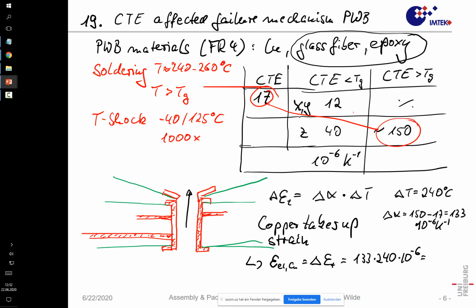Yeah? 3 times 10 to the power of minus. Was that correct? 240? Oh yeah. Yes, that was a mistake. Yes, I was just wondering why that number had the wrong exponent. So that is in terms of strain, 3% of strain. 3% of strain, is it much or not much?